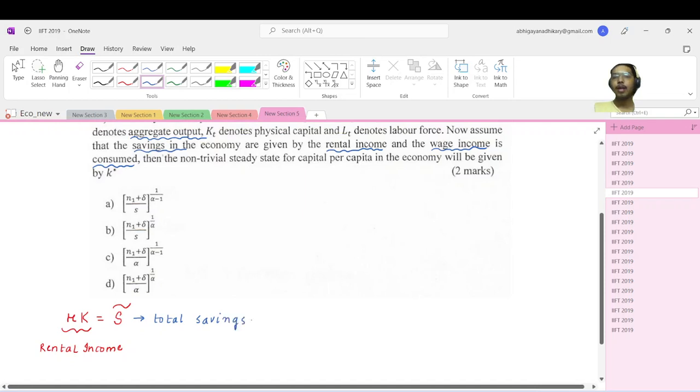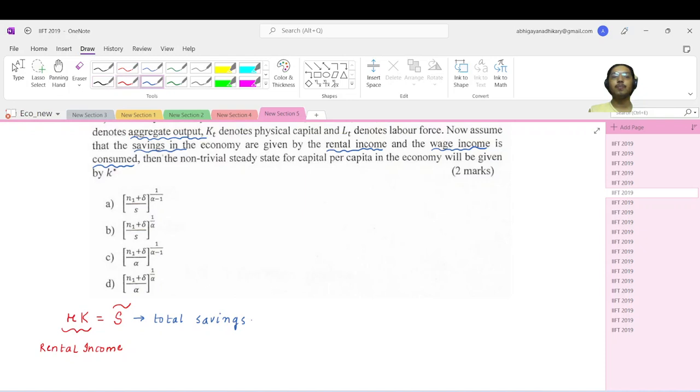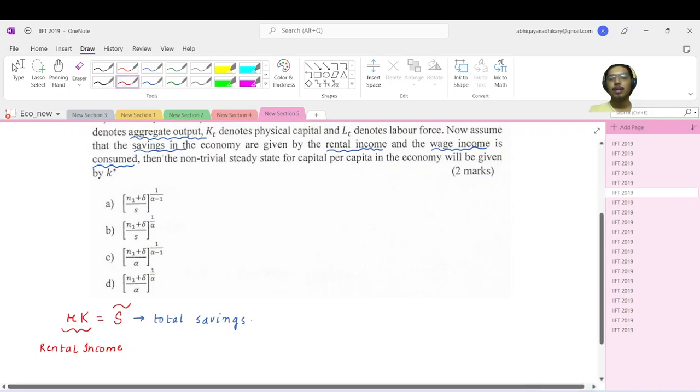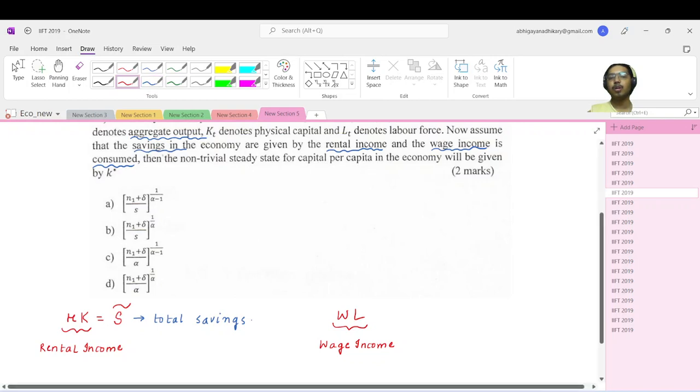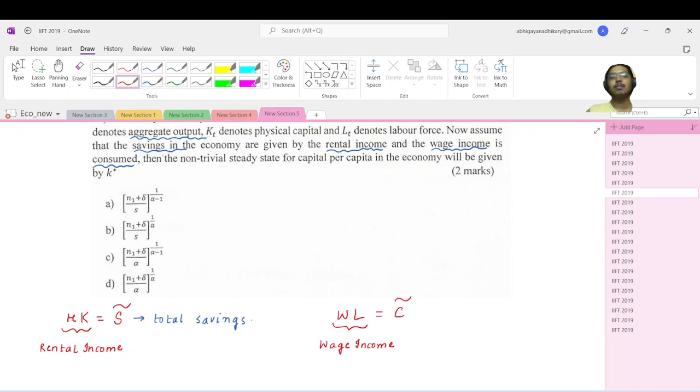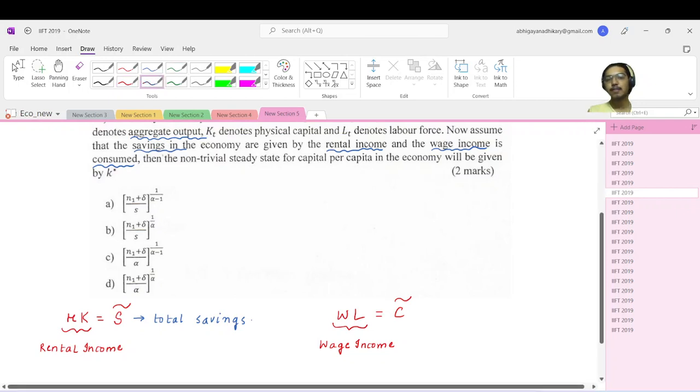Okay, and the wage income is consumed. What is the wage income over here? Let's say that the wage rate is W and L units of labor is used up in the economy. So W into L is the wage income, and that is basically equal to your total consumption. Let's say that is capital C, and just to avoid any notational confusion, let's say it's C tilde. So that is your total consumption.